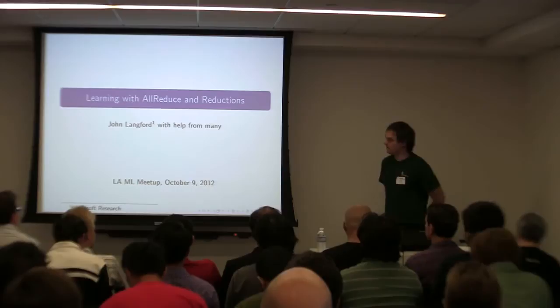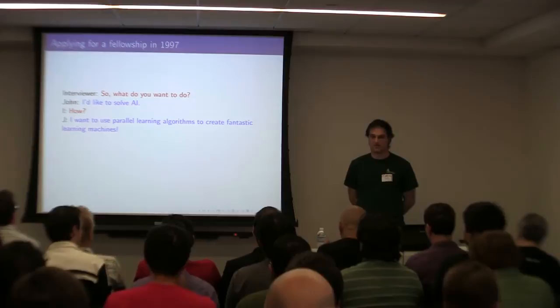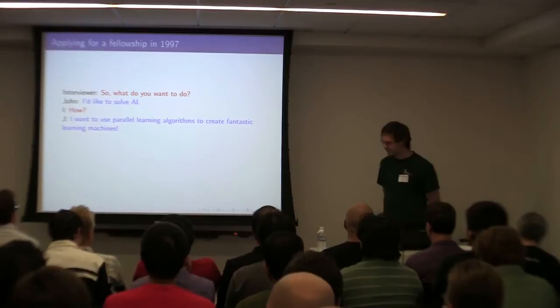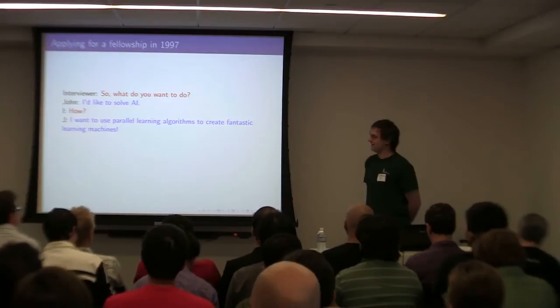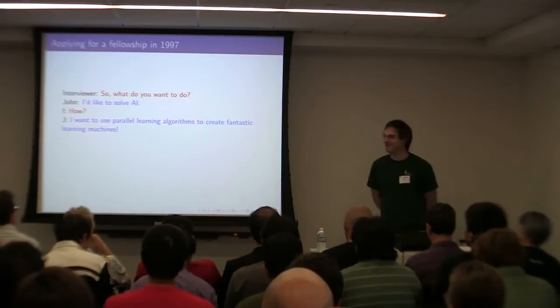In 1997, when I was graduating from Caltech, I applied for a fellowship for graduate study, I think it was something like the Hertz Fellowship. Somebody came to interview me on campus. He said, what do you want to do? And I said, I'd like to solve AI. And he said, how? And I said, I was going to use parallel learning.